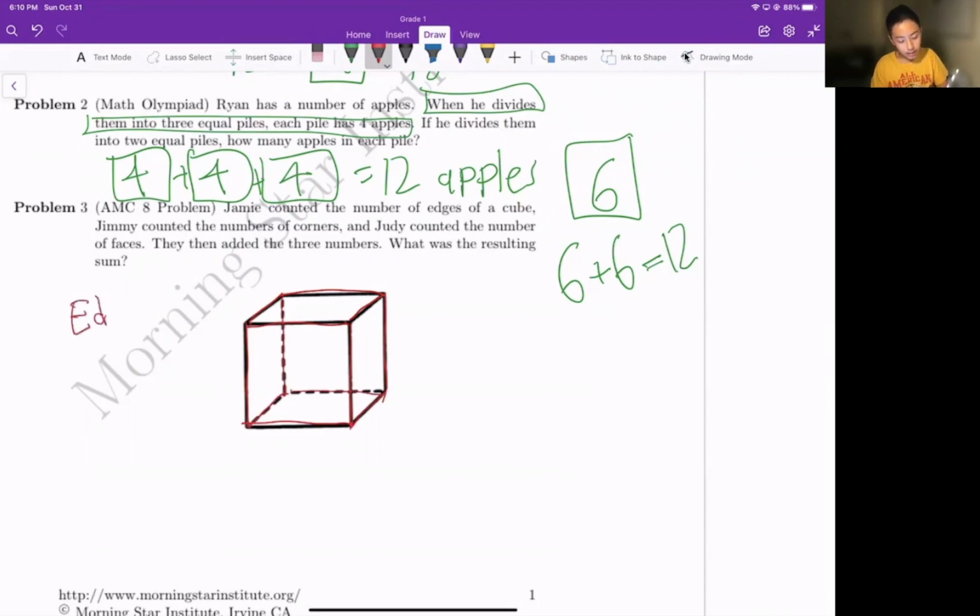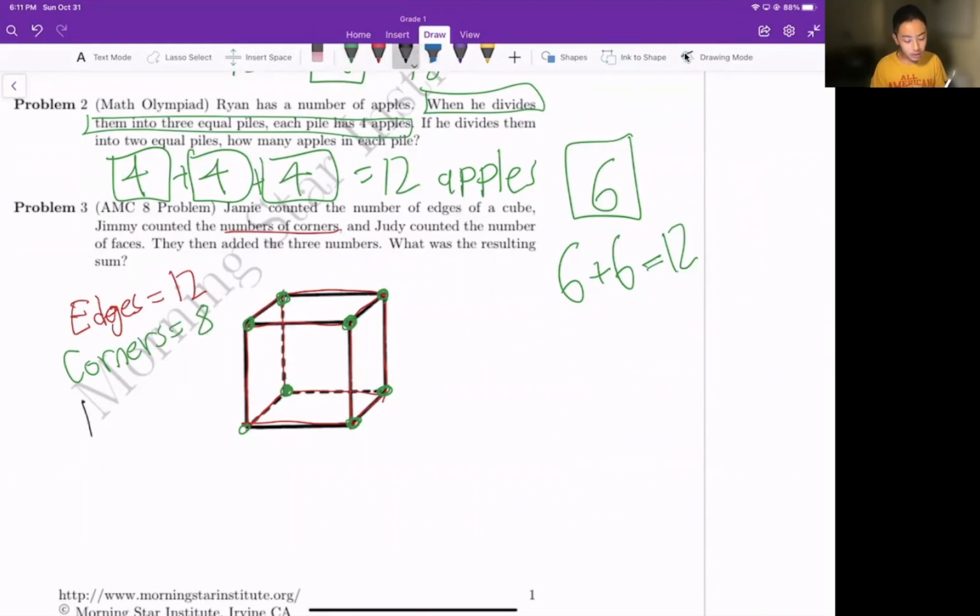So edges equals 12. Next, we need to find out the number of corners. So the number of corners would just be 8. 1, 2, 3, 4, 5, 6, 7, 8. So corners equals 8. And finally, for the number of faces.